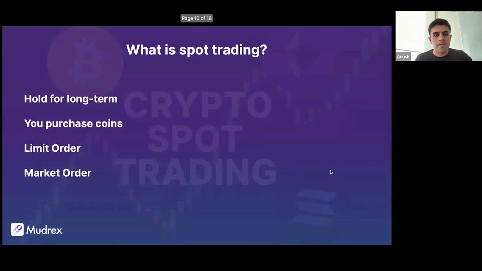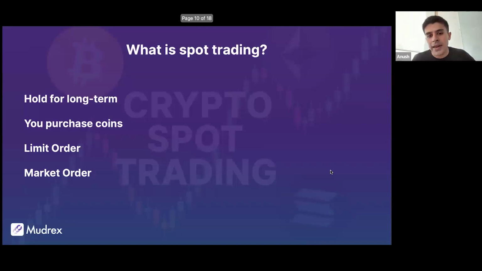So let's start with spot trading. This is the most straightforward type of trading. You're buying the actual crypto asset, whether it's Bitcoin, Ethereum, or any of your favorite altcoins, and it gets added to your wallet immediately. Let's say you go on to Mudrex and you buy one Solana at the current price. You now own that one Solana. You can hold it, you can transfer it, you can sell it later, whatever you want, it's yours basically. That's spot trading. Simple, pretty easy to understand.